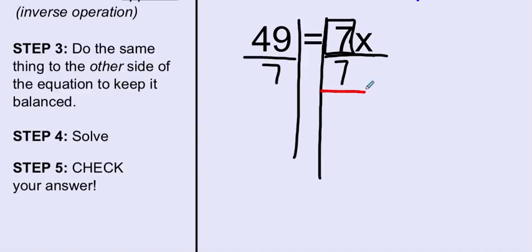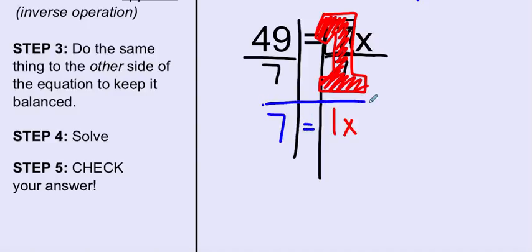Remember that when I take 7 divided by 7, it turns into my gigantic 1. So on this side, it just leaves me with 1x. On the other side, I need to take 49 and divide it by 7. 49 divided by 7 is 7. So I know that 1x equals 7.